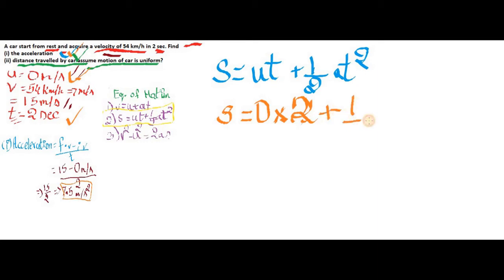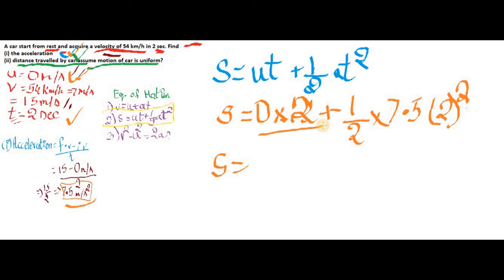Plus half a. So acceleration, we have found it just before in the previous video. That was the first part of the question. It's 7.5, and t square, which is 2 square. So now it depends on your math how you solve this question. In physics you have to be perfect with your math also, so that you can solve it.